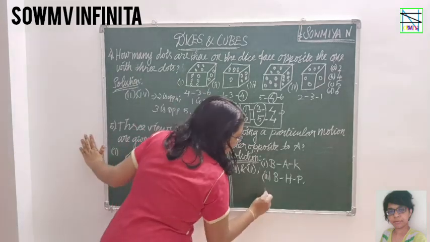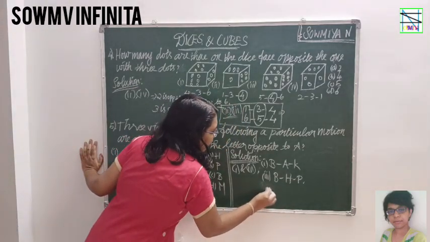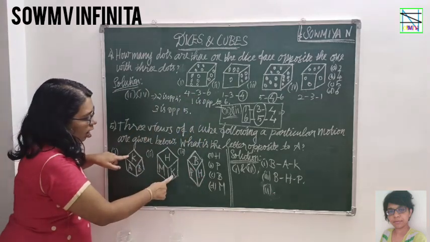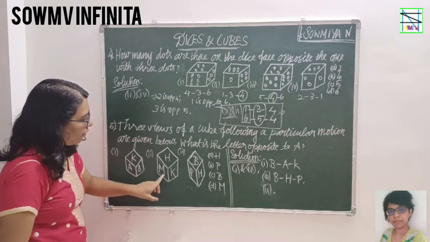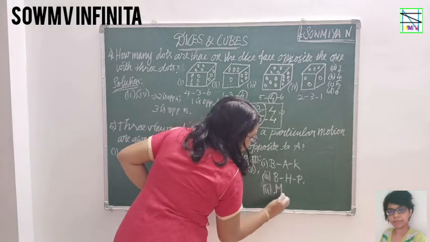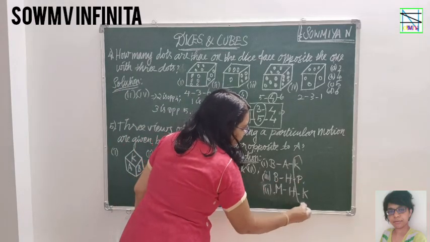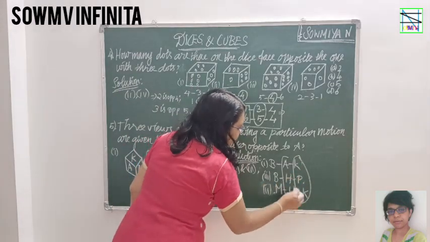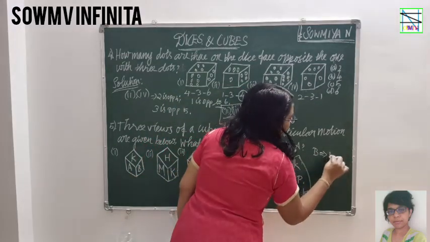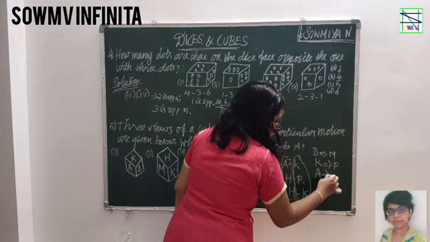So from the second dice, K is in the last. Then we can start from M, H, K. So K is opposite to P and A is opposite to H. B is opposite to M. B is opposite to M. K is opposite to P. A is opposite to H.